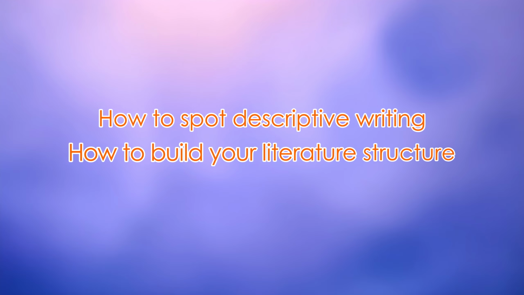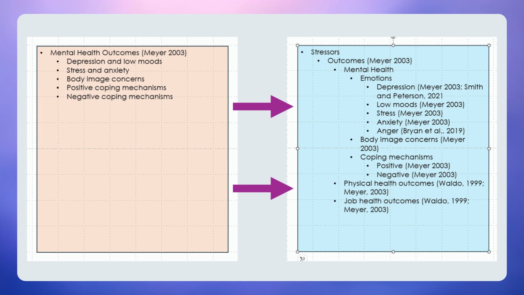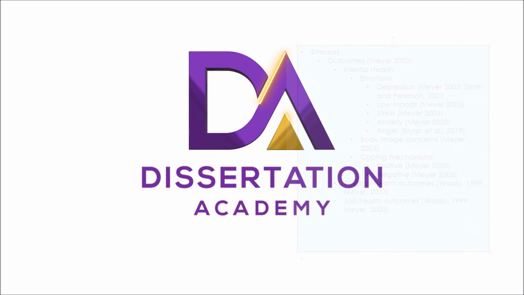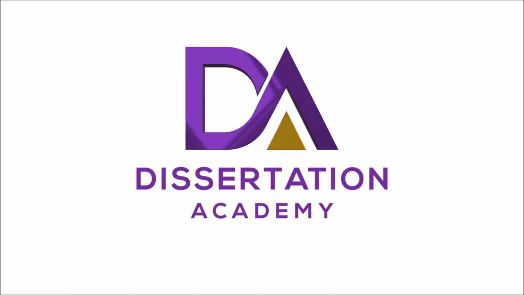In this video, I'll show you how to move from description to analysis, because every top-grade literature review has a structure that is unique to the dissertation. By the end of this video, you'll not only know how to spot descriptive writing, but you'll know exactly how to build your own literature structure. Let's turn this simple list of mental health outcomes into a multi-level analytical framework. Let's move to the computer.